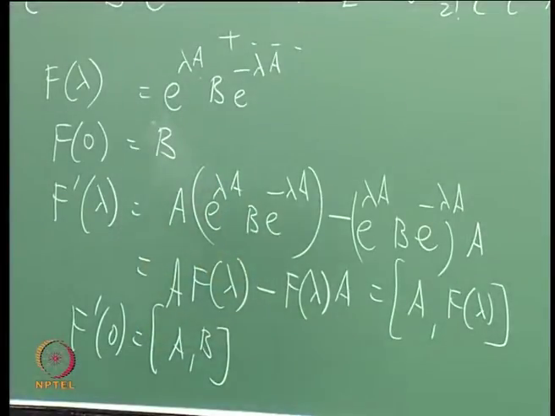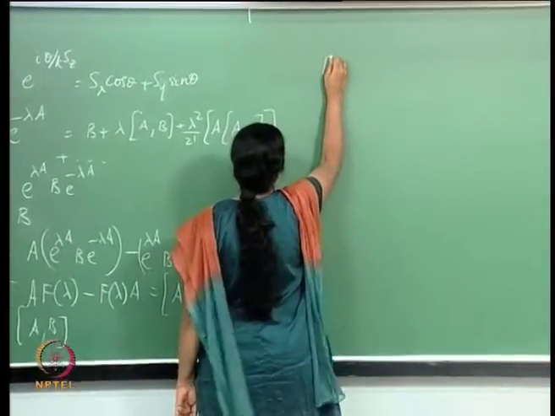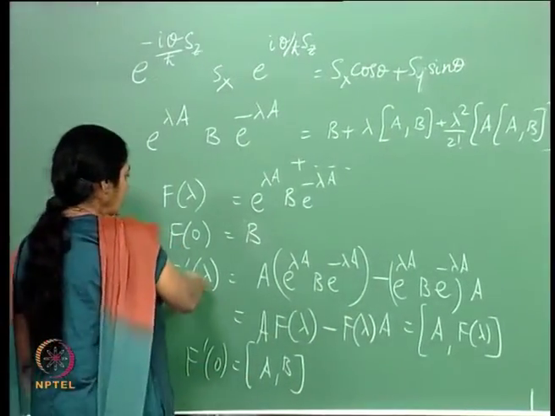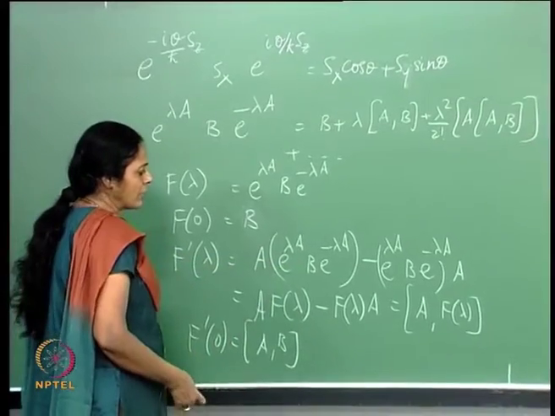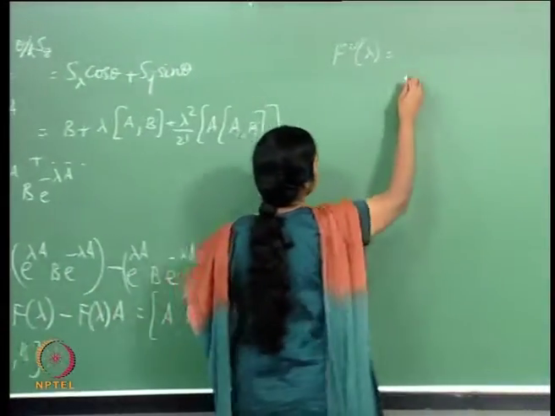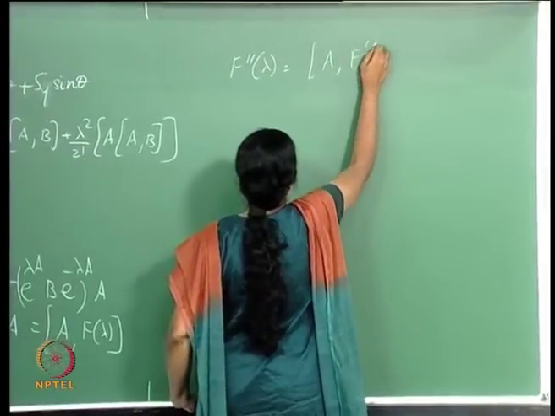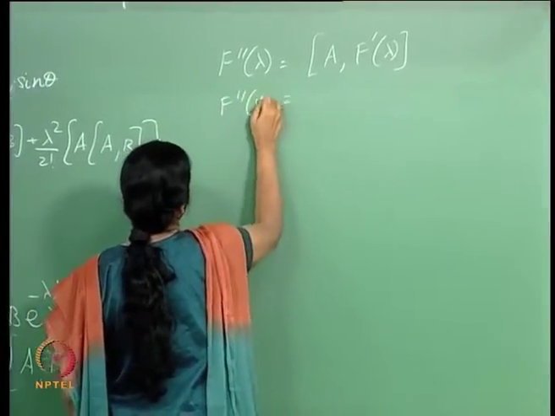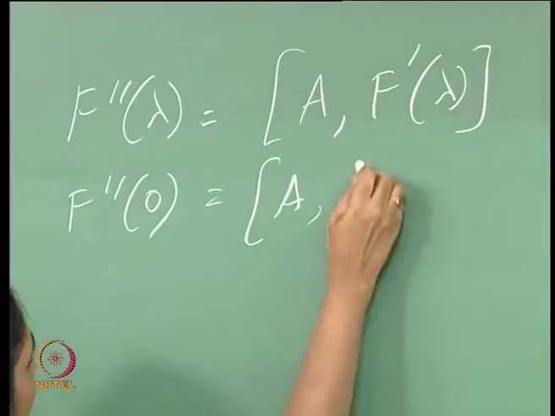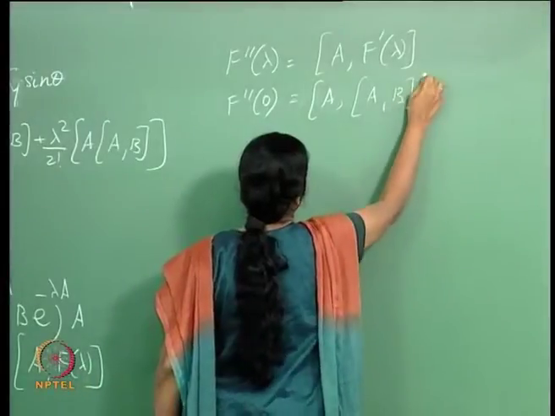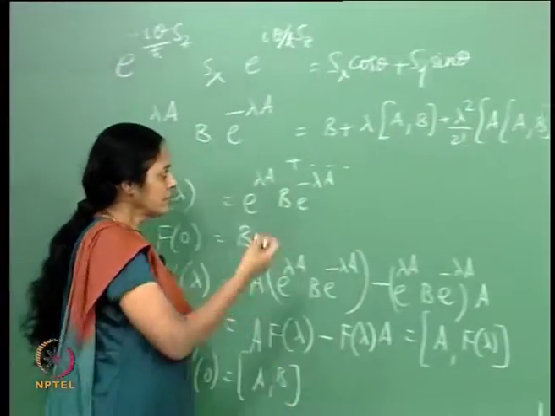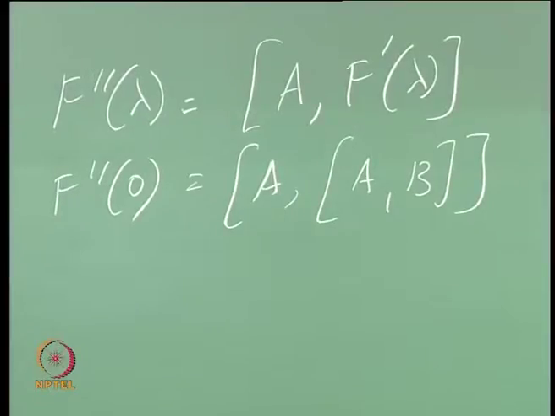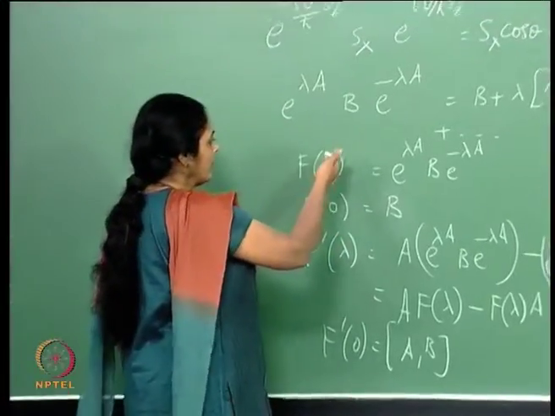Similarly, I can find out f double prime of lambda. Clearly from here, if f prime of lambda is the commutator of a with f of lambda, f double prime of lambda is the commutator of a with f prime of lambda, and so f double prime of 0 is the commutator of a with the commutator of a with b, and so on. So, I can do the higher derivatives of f, and this is what I get for every term. Now, f of lambda is of this structure.